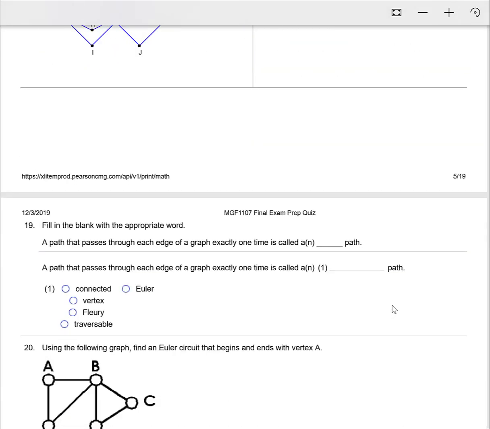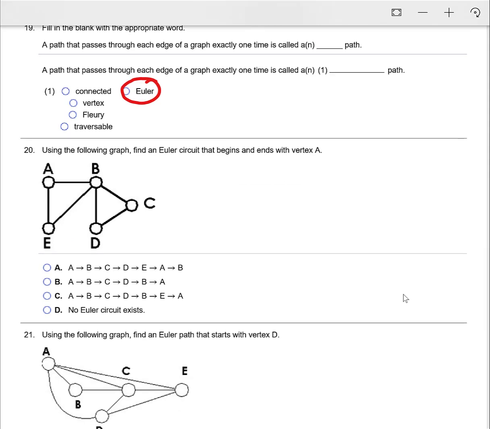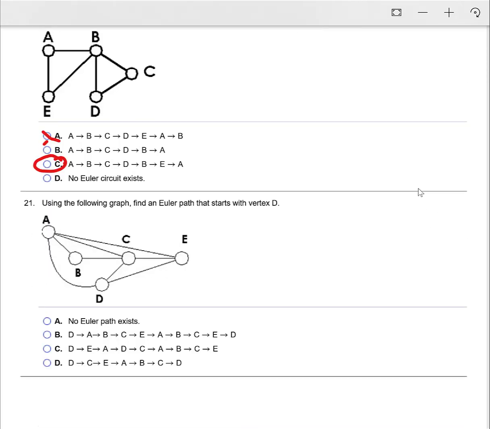A path that passes through each edge of a graph exactly once is called a Euler path. Using the following graph, find a Euler circuit. Remember, a circuit has to start and stop at the same vertex. So right away, I can eliminate A. And if you try B, you'll see that B is not going to work out. It's actually going to be answer C, and I'll let you verify that on your own.